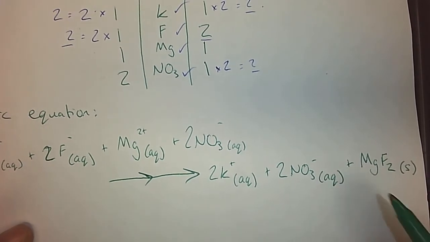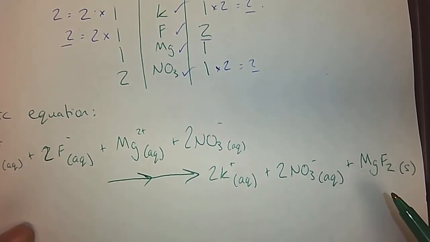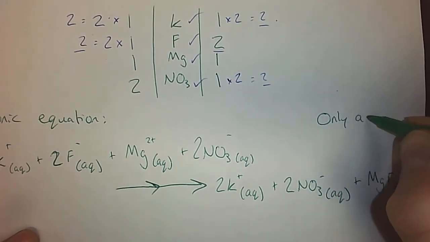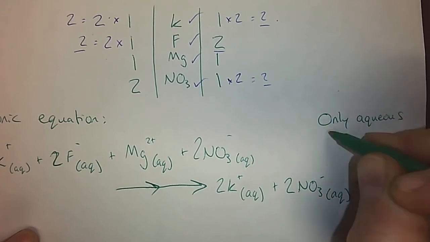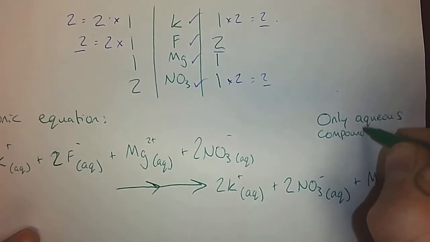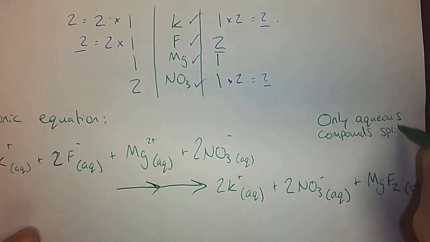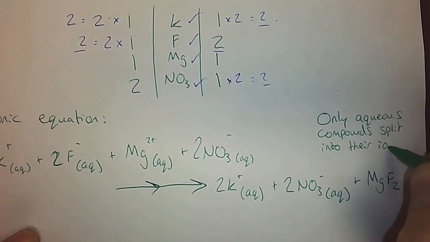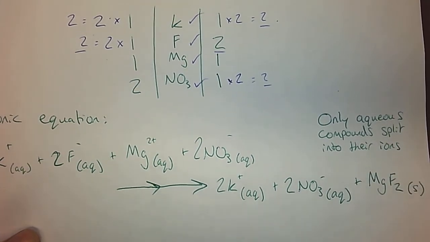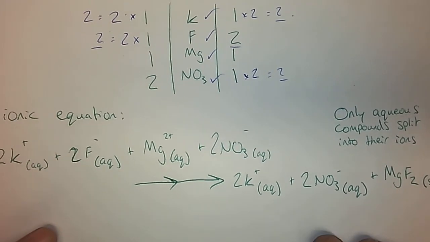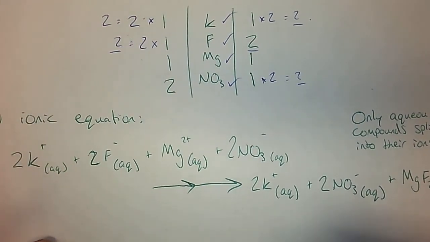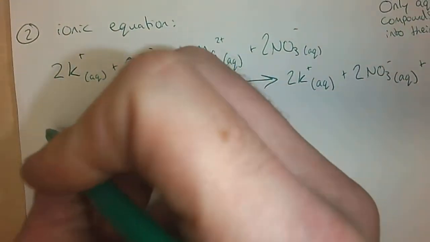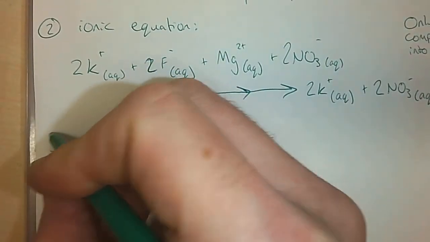So if you get a solid or a liquid or a gas, then you need to keep it like this, okay? So only aqueous compounds split into their ions, okay? Not solids, not liquids, not gas. Okay, so that is what's called your ionic equation. And then the very last bit, all we have to do now is your net ionic equation. And that's, remember, where we're just removing our spectator ions.